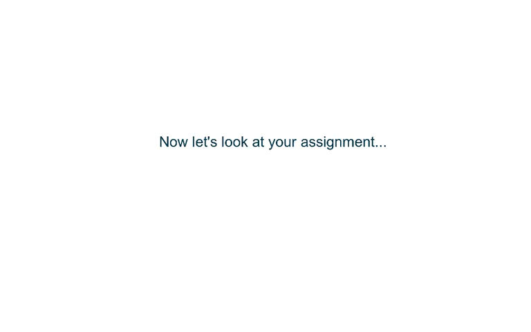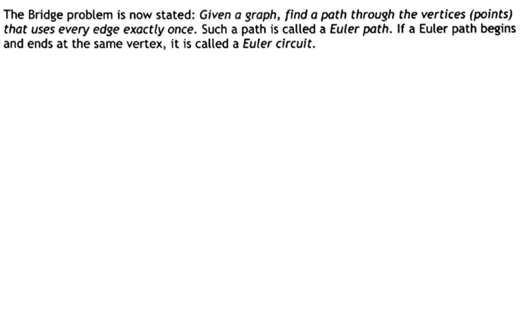So now let's look at your actual assignment. Questions 3 through 11. The bridge problem is stated: given a problem, find a path through the vertices that uses every edge exactly once. That's called an Euler path. If an Euler path begins and ends at the same vertex, that is called an Euler circuit. So I know this is not necessarily familiar to you guys, but these are definitions that you're going to need to be successful in this unit.